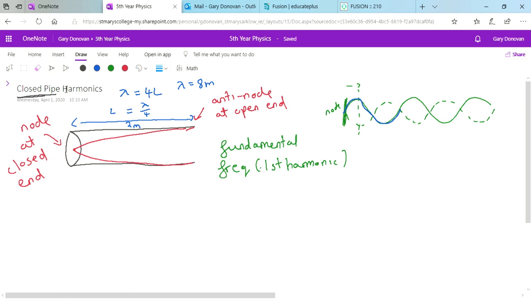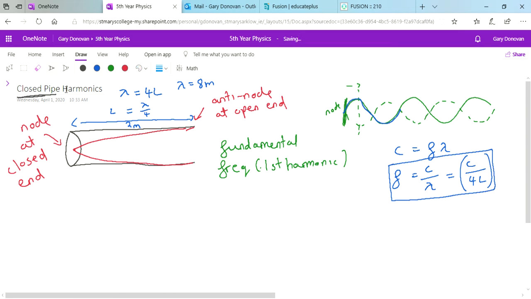So that's one way we can figure out the wavelength. But let's say we figure out the fundamental frequency using our wave speed equation. Our wave speed equation is c equals f lambda. So the frequency is c divided by lambda. c is the speed of the wave, but we leave it as c, divided by lambda, which is 4L. So there's an expression for our fundamental frequency. That doesn't look like much use to you now, but wait a minute and you'll see where we use it.